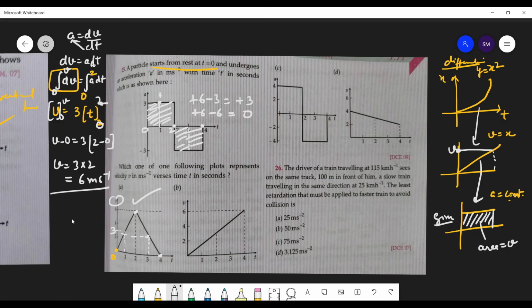And if it's a general case, dv is equal to a dt. Integrating both sides, 0 to t and 0 to v, we get v is equal to a into t. So that's a general situation; we have derived the relation. If it starts from u instead of 0, we get v minus u is equal to at, that is, v is equal to u plus at. That's your first equation of motion.